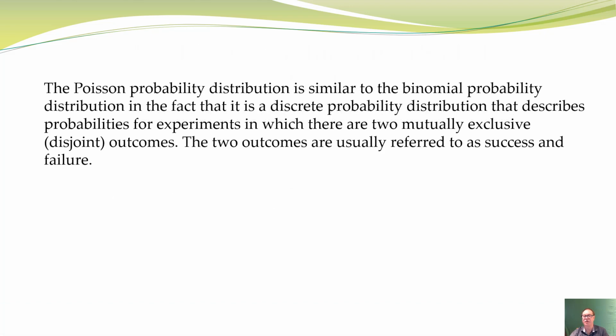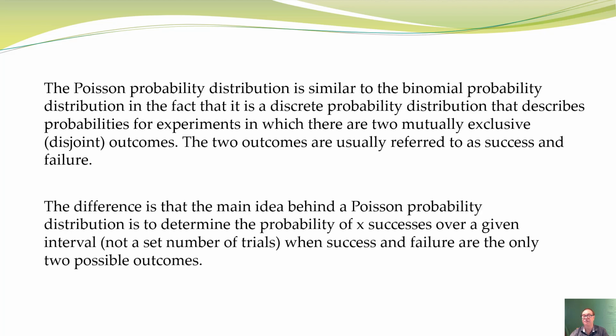The Poisson probability distribution is similar to the binomial probability distribution in that it is a discrete probability distribution that describes probabilities for experiments in which there are two mutually exclusive outcomes. The two outcomes are usually referred to as success and failure. The difference is that the main idea behind a Poisson probability distribution is to determine the probability of X successes over a given interval, not a set number of trials. This is an interval, when success and failure are the only two possible outcomes.